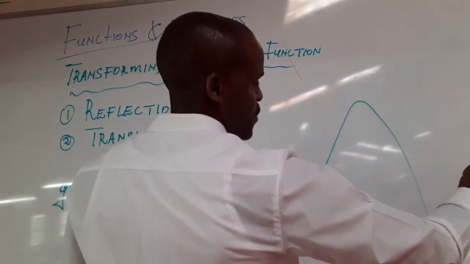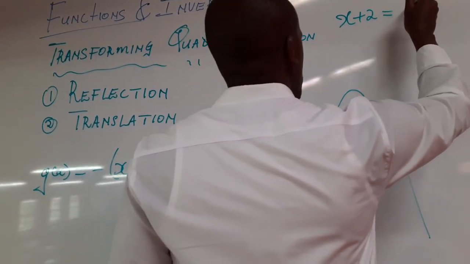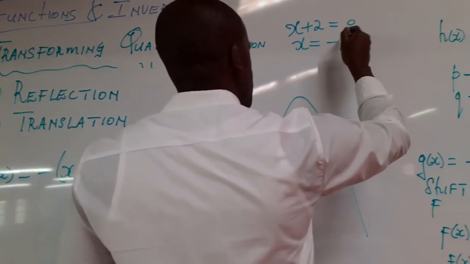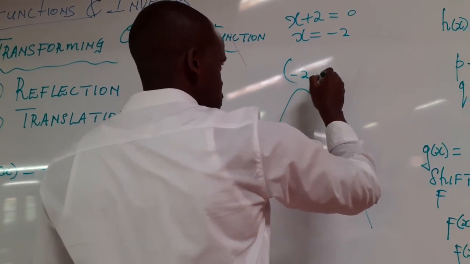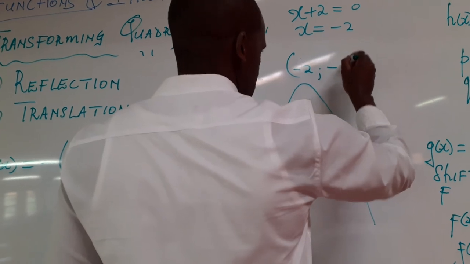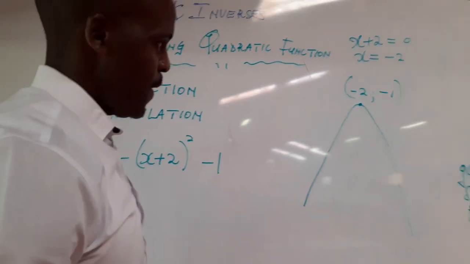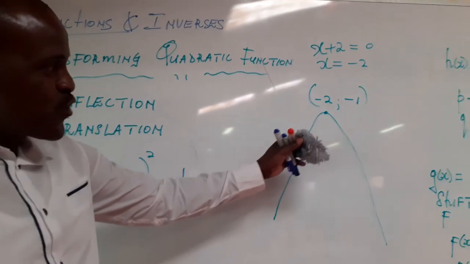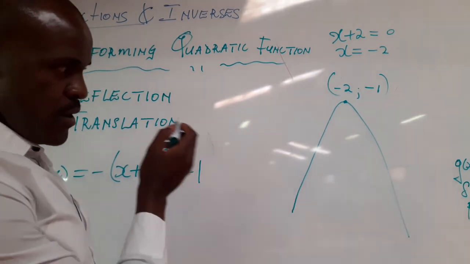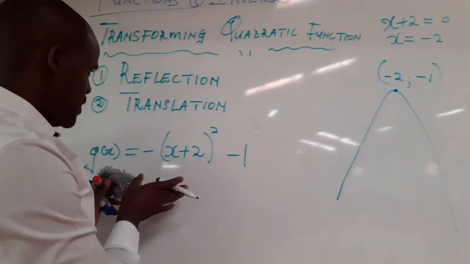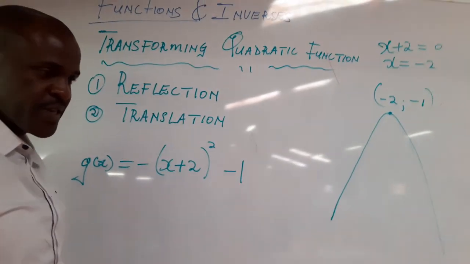The coordinates, you just solve x there. x plus 2 equals 0, therefore x is equal to negative 2. In other words, the value of x here is negative 2, negative 1. That's our turning point. So we are to shift these 2 units left.